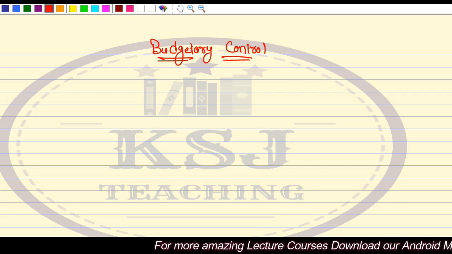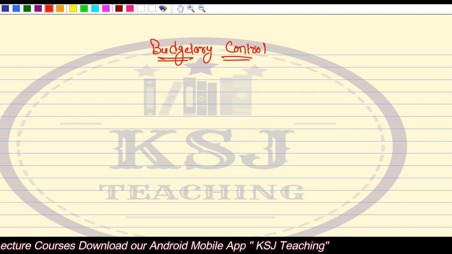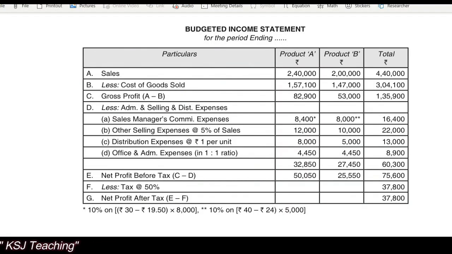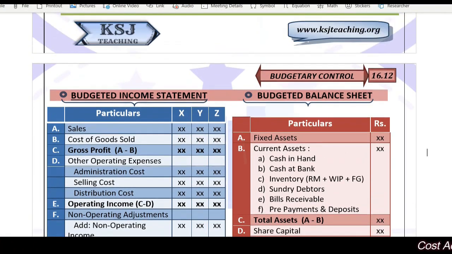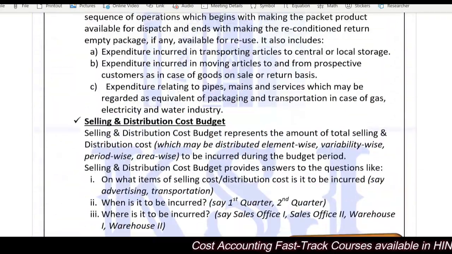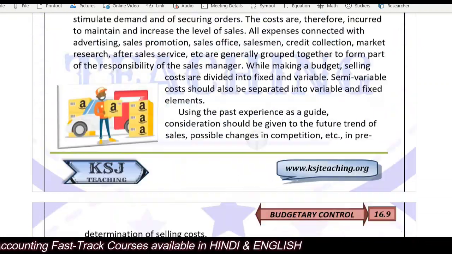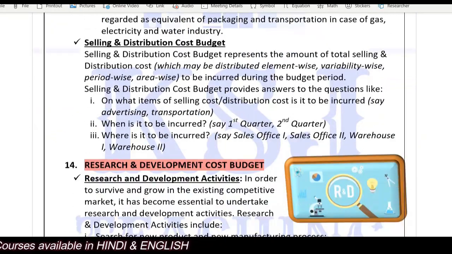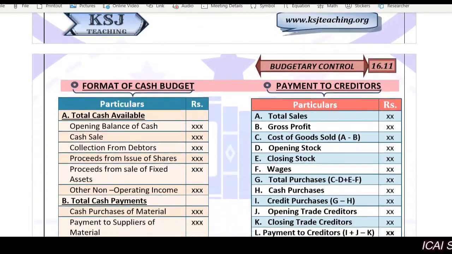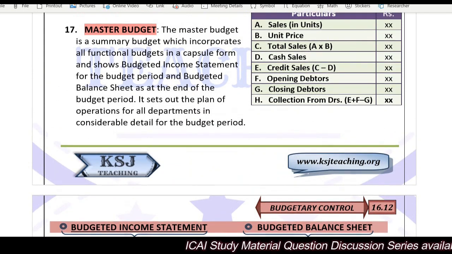Okay, now talking about budgetary control, in the last lecture we discussed the cash budgets and all, right? And I told you that some of the budgets, like the administrative budget, selling and distribution budget, and all those are basically the theory part. Now this is the handbook, our KSJ Teaching Handbook, right? So you will get all the theory part here, right? So administrative cost budget, selling and distribution cost budget, you can read it from here, right? All those who already have the books, you can read all this from here, right? Cash budget we have already discussed. Then master budget is what we are going to discuss in this lecture, right?